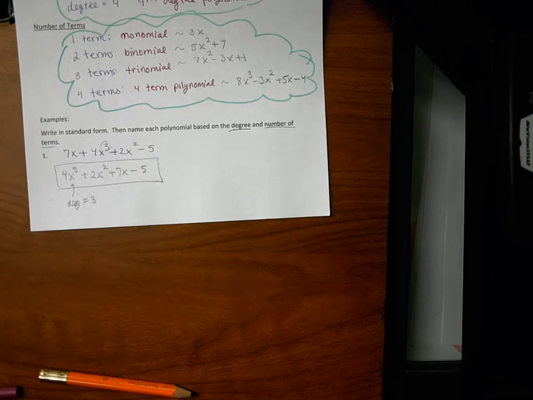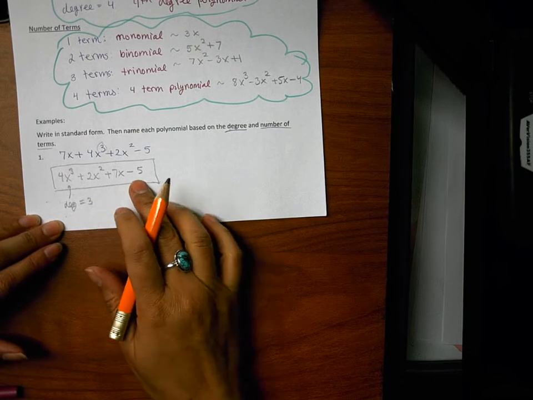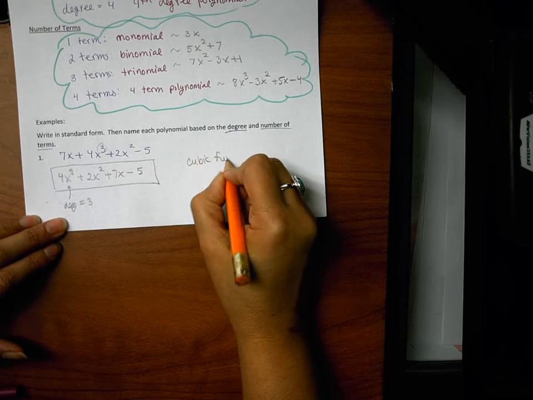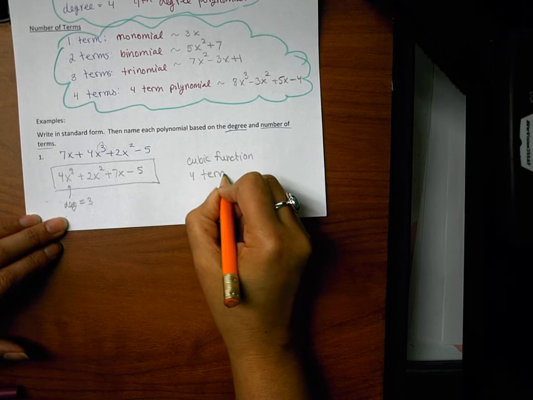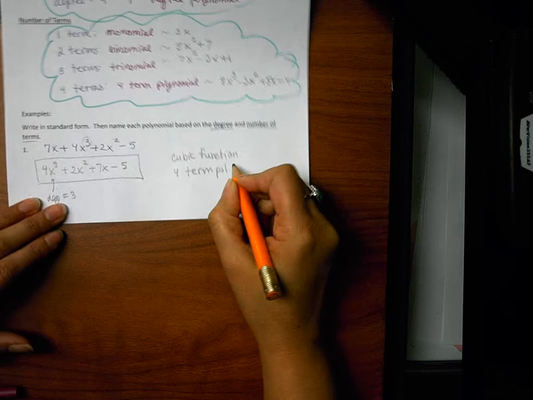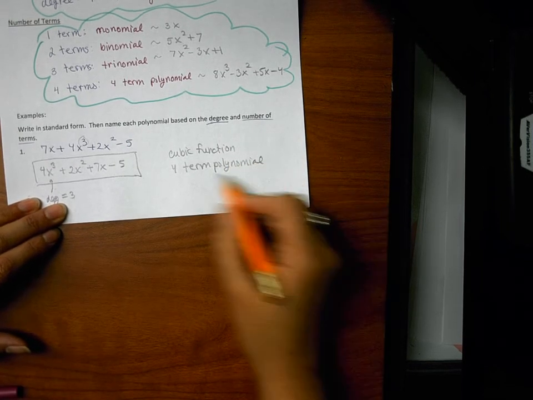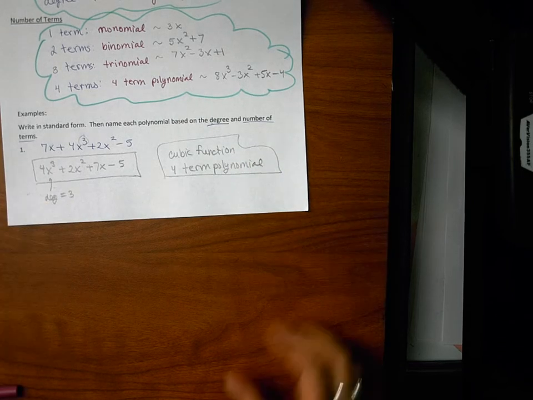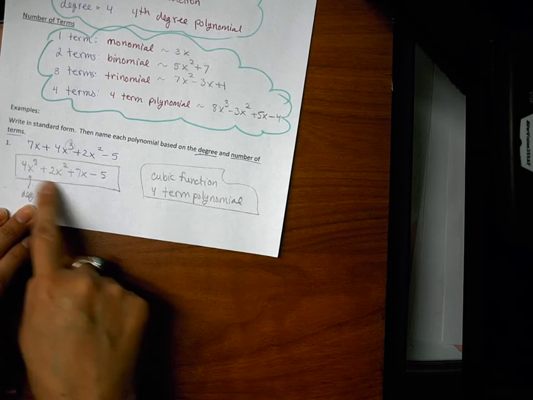Okay. All right, so degree is 3, and there are 4 terms, so we call it a cubic function, 4-term polynomial, or 4-term polynomial cubic function. It doesn't matter the order in which you state it. All right, so that is it for number 1. It's a cubic function because the degree is 3, 4-term polynomial because there are 4 terms.